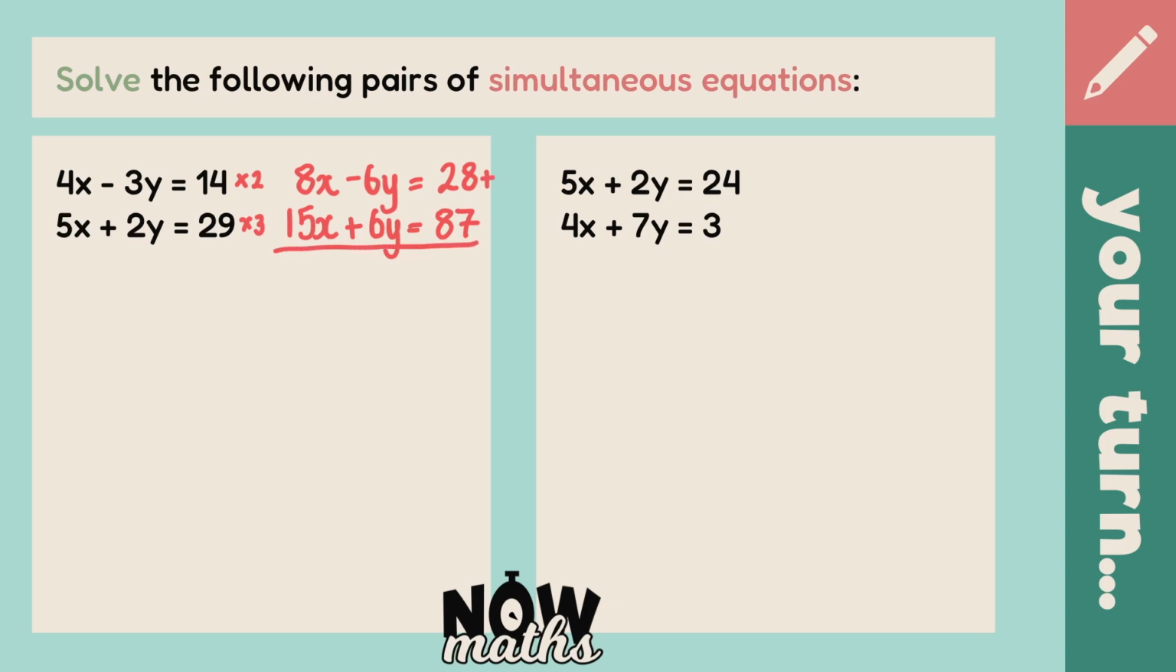So starting off with 8x add 15x gives us 23x. Negative 6y add 6y is 0. And 28 add 87 is 115. Then to solve this, we divide by 23 to give us a solution of x equals 5.